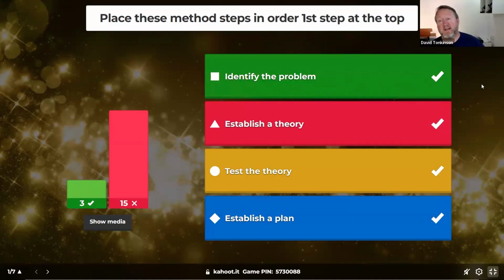Wow, we got a lot wrong, and that's because I gave you the tricky ones. Okay. The first one in order that we should do is identifying the problem. Then we need to establish what theory it is. What's our hypothesis that we have there? Then we're going to test our hypothesis, and then we're going to establish a plan to resolve it. If you got that wrong, is that clear to everyone? That's the order we put those ones. There are more on the list, but we only tested those four because those are the important ones.